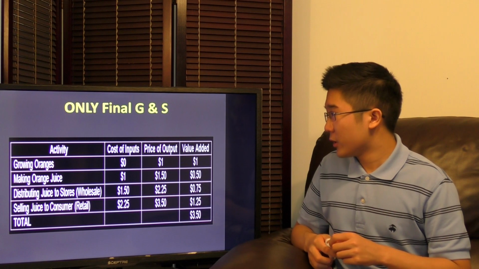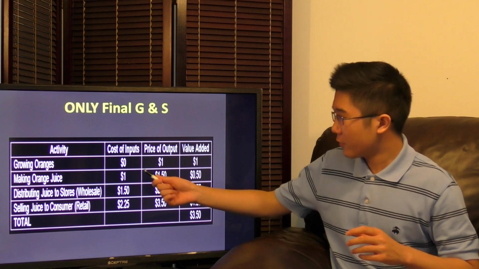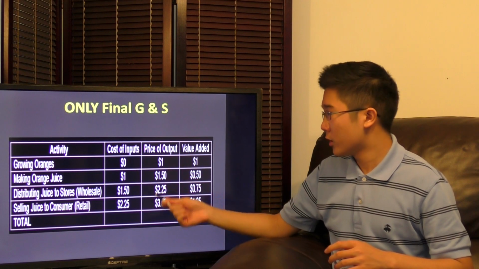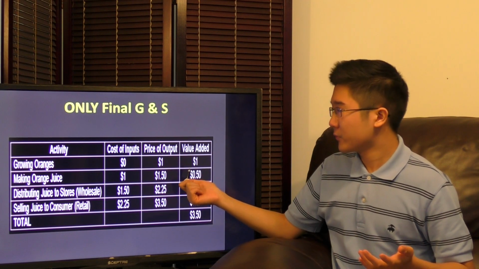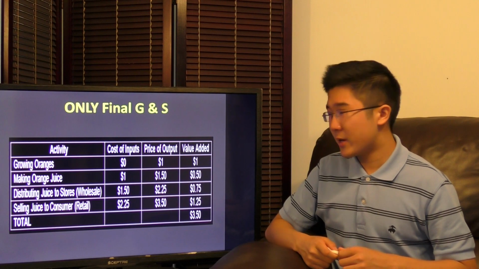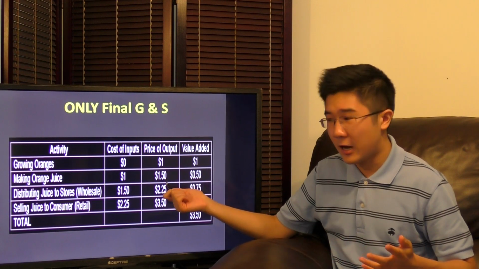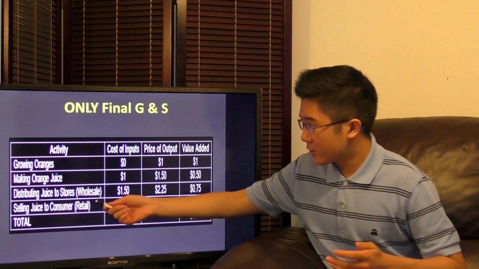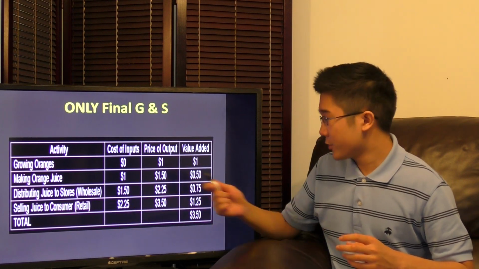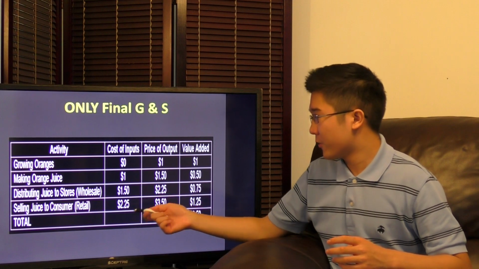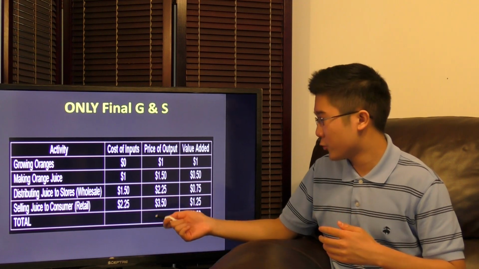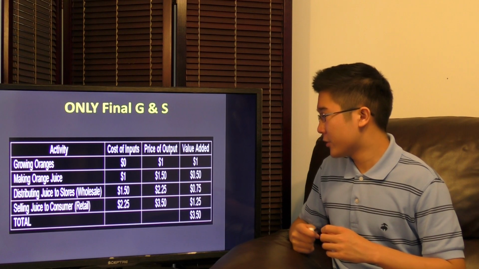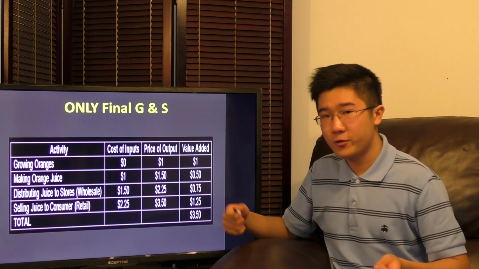For instance, when we look at growing oranges, theoretically speaking, we have no costs, but we sell it for $1, and we have $1 value added. Now, when we're making the orange juice, we have another 50 cents of profit, or value added. Distributing the juice to stores, there's a difference of 75 cents between the cost and the price of selling the juice to the stores. So we have another 75 cents of value added. And finally, the retail stores add on a difference of $1.25 when selling to the consumers.